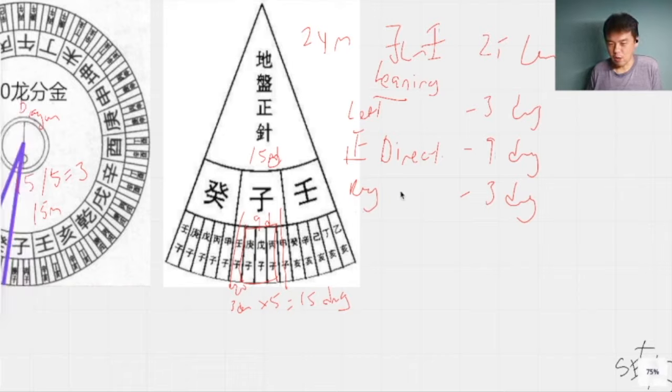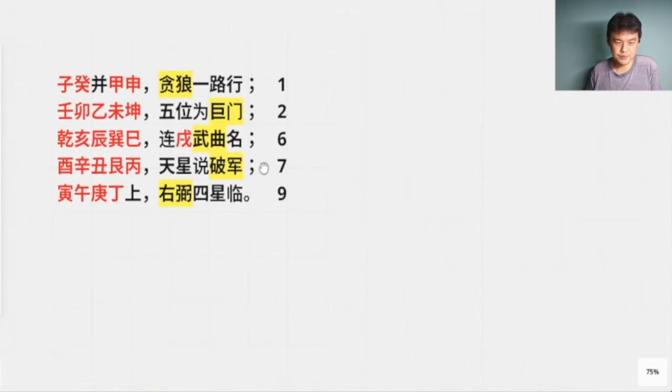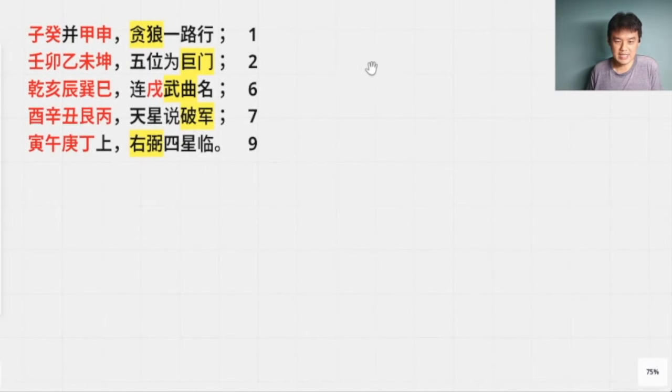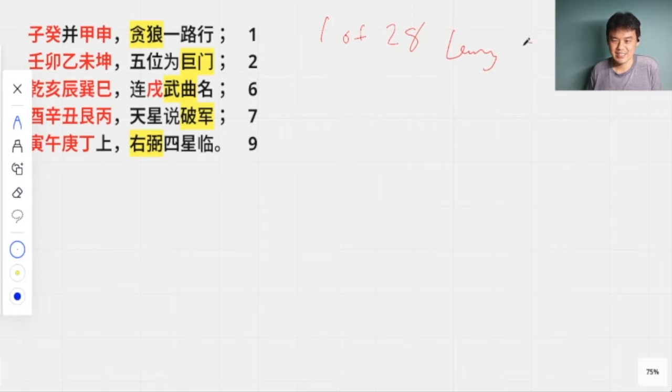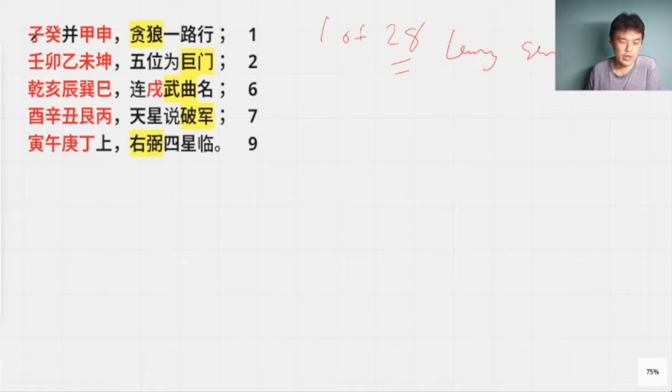So now that we have gone through the conditions where we apply replacement star, let's take a look at how it's done. A replacement star is actually one of the 28 leaning stars scripts, one out of 28. When you have these mountains, zi gui, jia shen, then you use star one, Tan Lang is star one. If you have ren mao, yi wei kun, then you use Ju Men, star two.